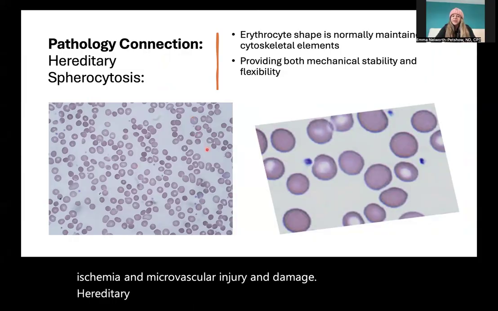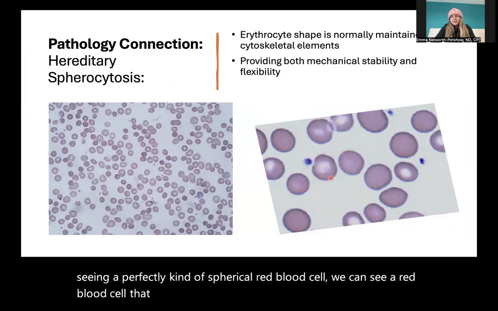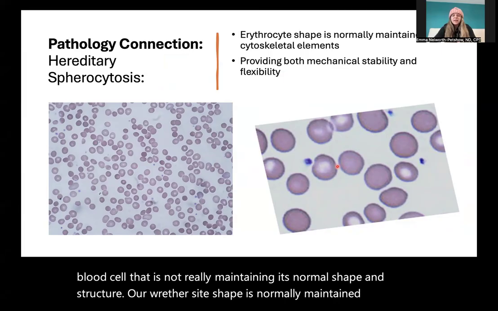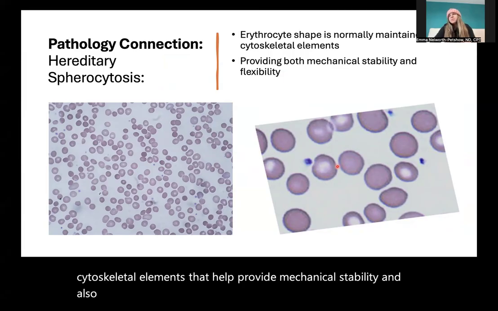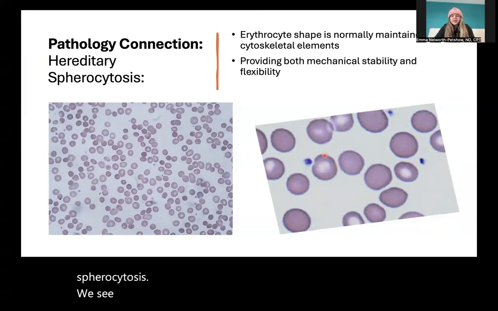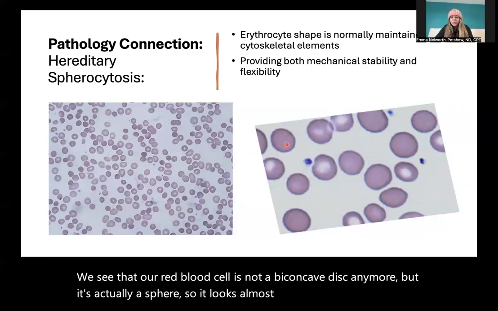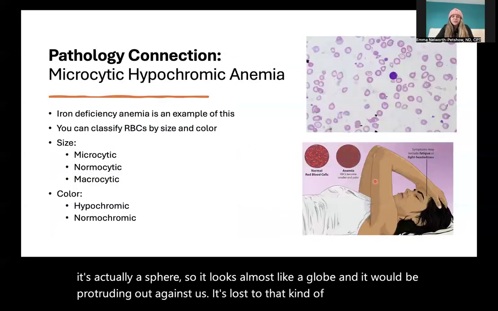Hereditary spherocytosis is another condition where, instead of seeing a perfectly kind of spherical red blood cell, we can see a red blood cell that is not really maintaining its normal shape and structure. Our erythrocyte shape is normally maintained by cytoskeletal elements that help provide mechanical stability and also flexibility, but that sometimes can be shifted or changed with certain genetic conditions or other conditions. So hereditary spherocytosis, we see that our red blood cell is not a biconcave disc anymore, but it's actually a sphere. So it looks almost like a globe, and it would be protruding out against us. It's lost that kind of collapsed shape in the center.